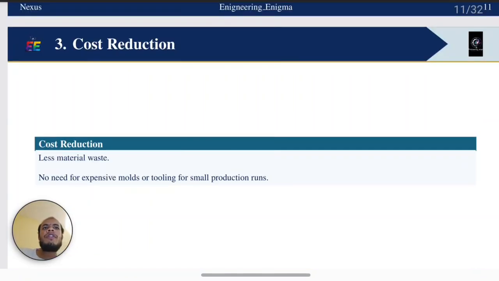Next one is cost reduction. Traditional manufacturing often requires expensive molds and tools. Creating those tools can cost a lot of money. 3D printing does not require such tools for small production runs. It also uses only the required material, as I discussed earlier. As a result, the waste is reduced and the overall cost becomes very low.